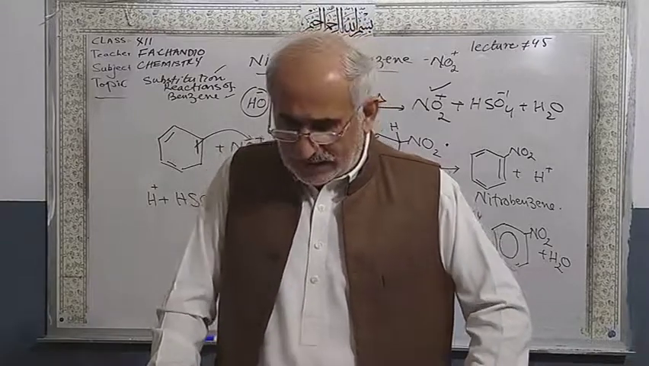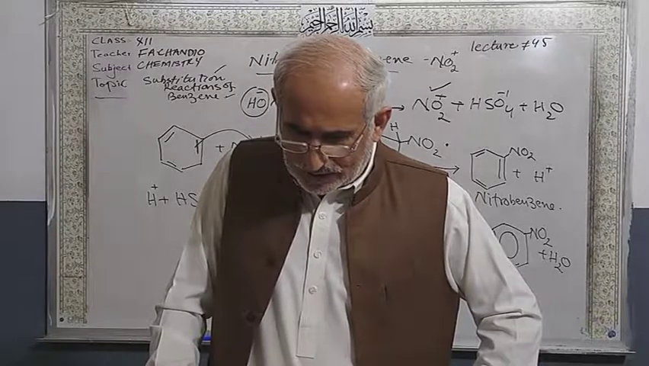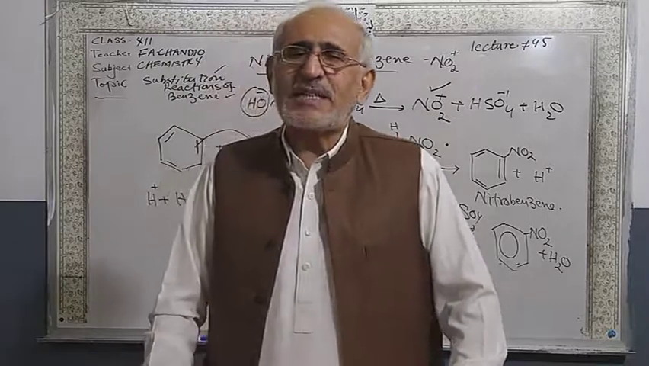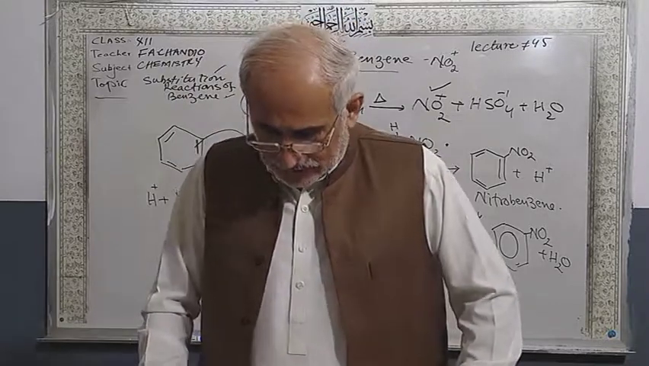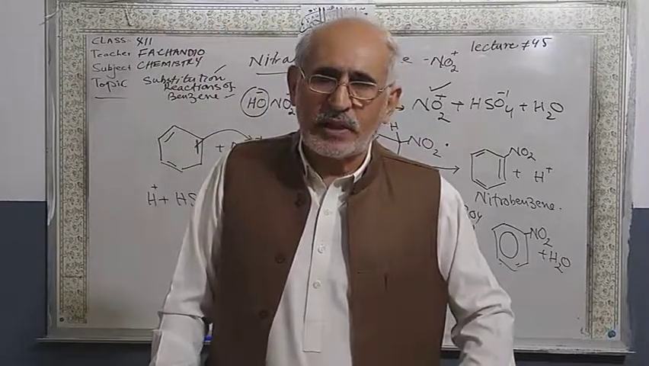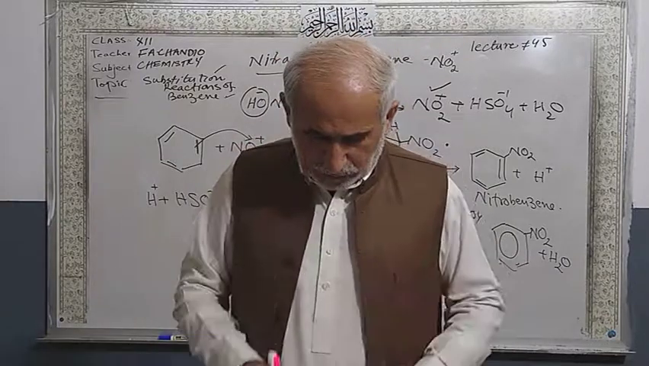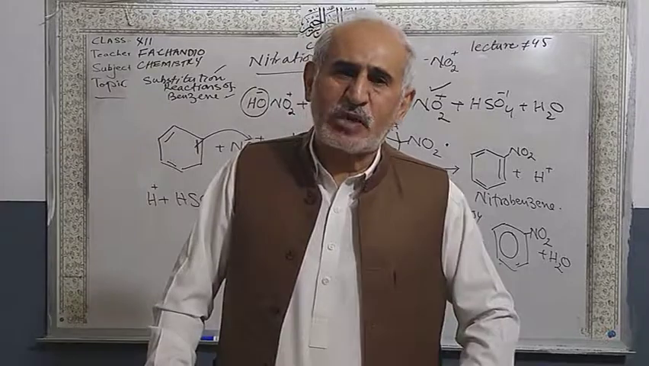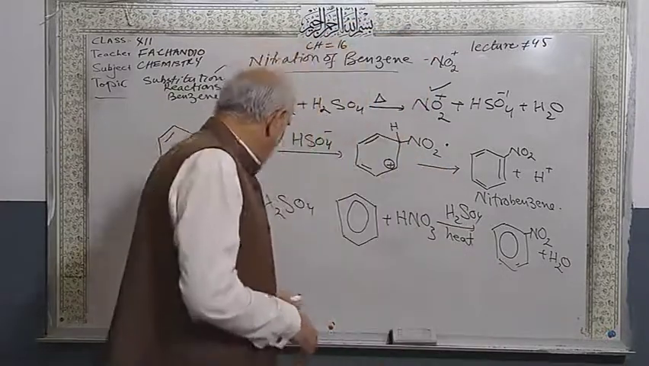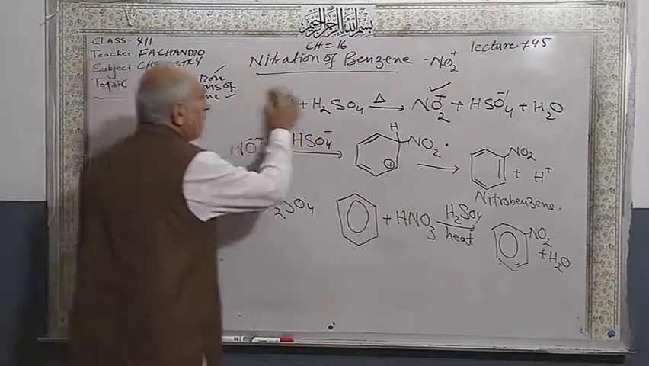Fuming sulfuric acid has free sulfur trioxide, which is electron deficient. Free sulfur trioxide present with the sulfuric acid is called fuming sulfuric acid. This sulfur trioxide is going to be attached to the benzene. First I am going to write the one-step reaction, then I will explain the mechanism.